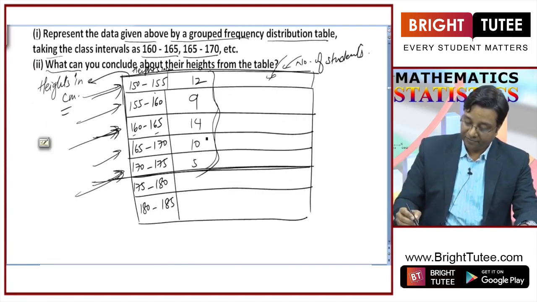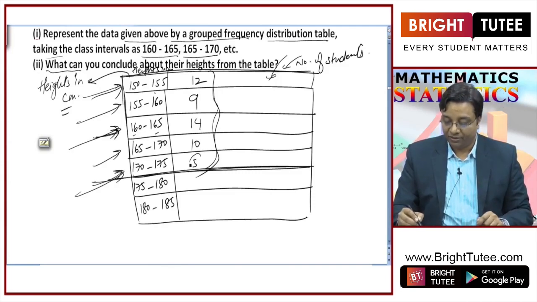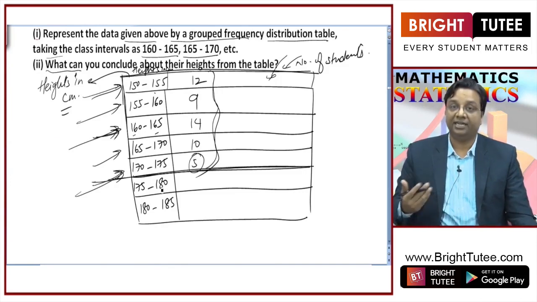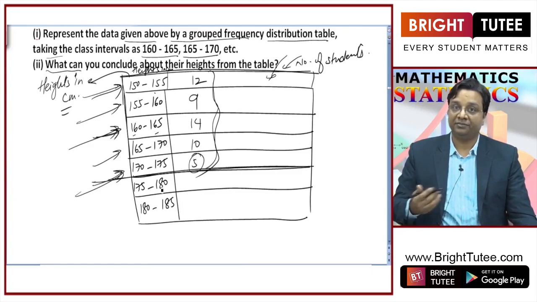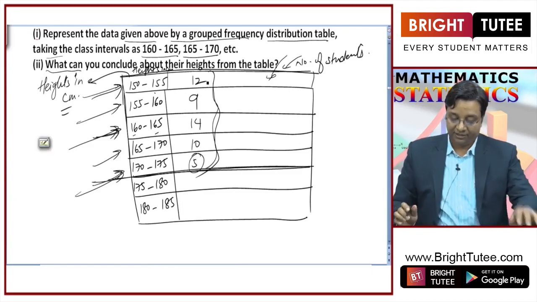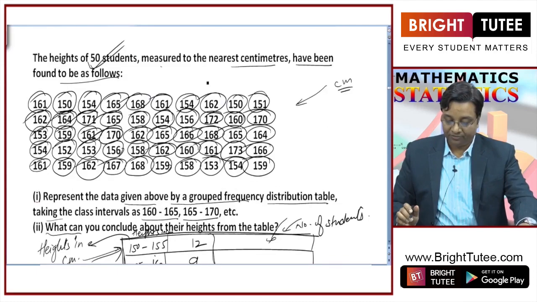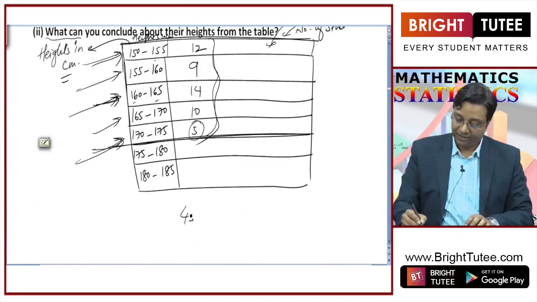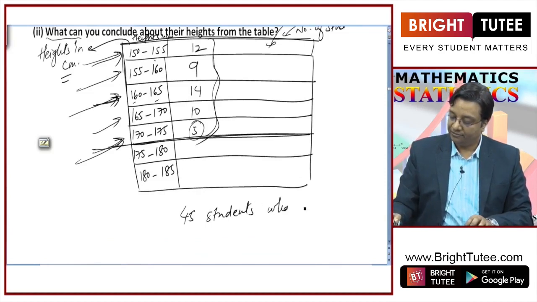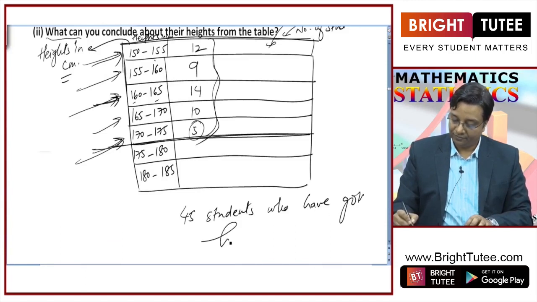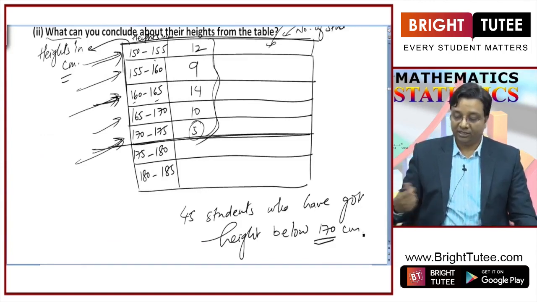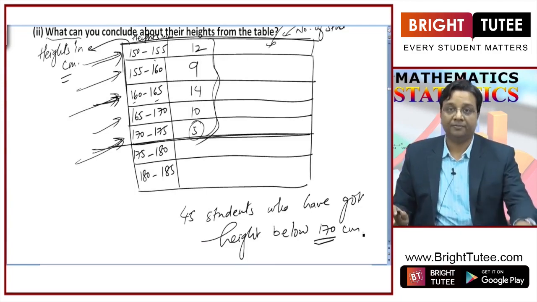We can say that number of students who have got heights more than 170 are only 5. Most of the students have got heights below 170 centimeter, or we can give the specific number also, that there are 45 students who have got height below 170 centimeter, right? So these are the observations that you can make from this table.